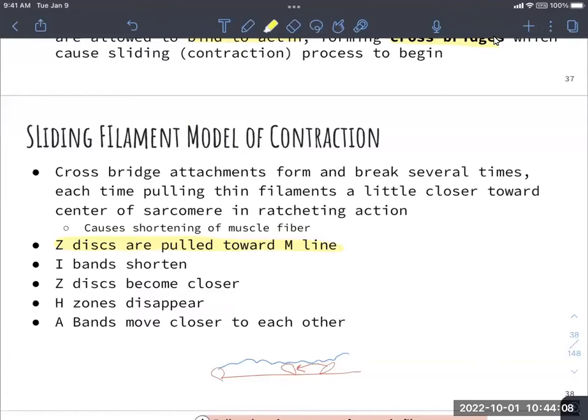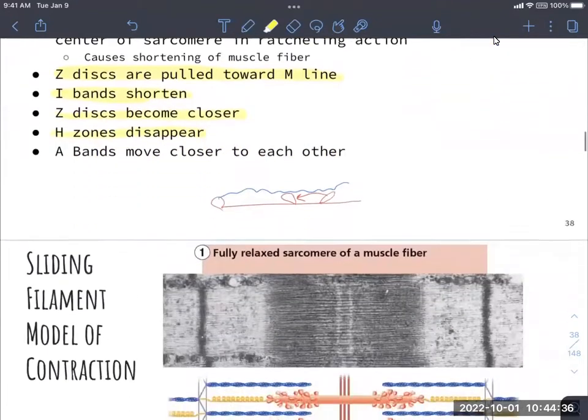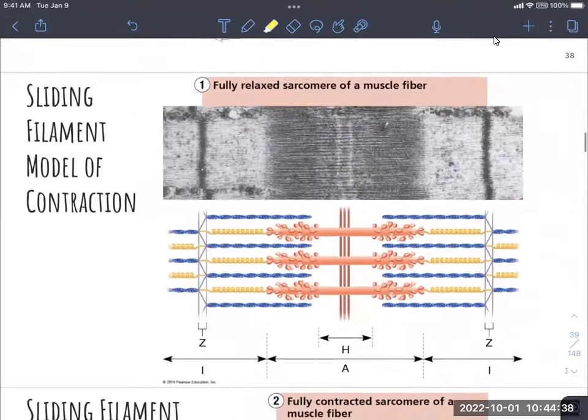That's in the middle. The Z discs are on the far outside. That's what holds those actin filaments, and it pulls the Z discs closer together. So those I bands, the white or lighter portion, become shorter. The Z discs become closer. That H zone disappears. So let's look at this.